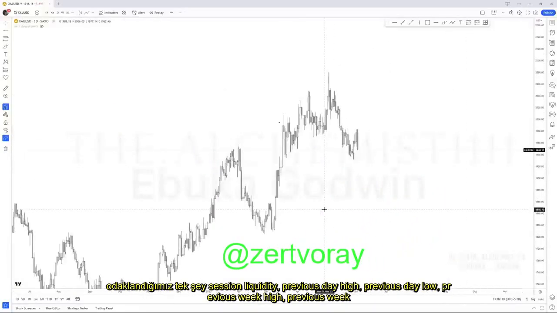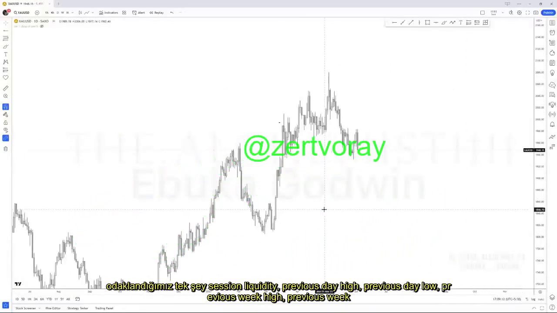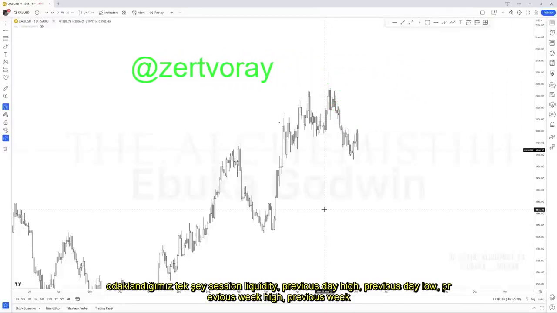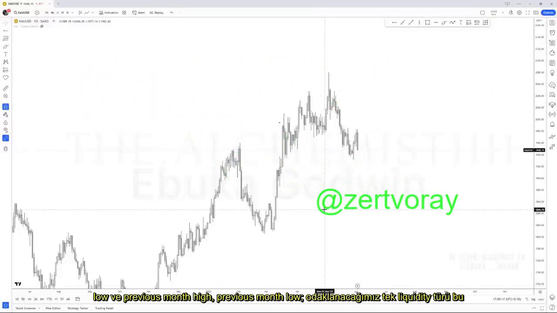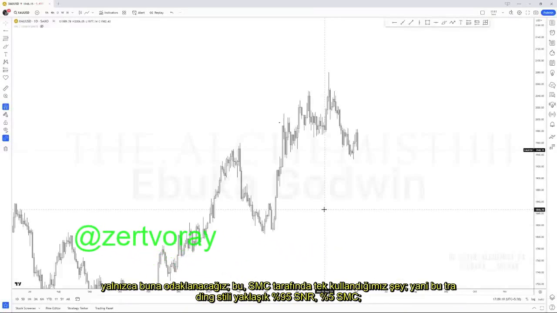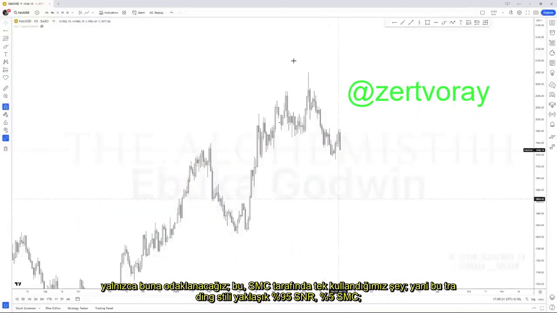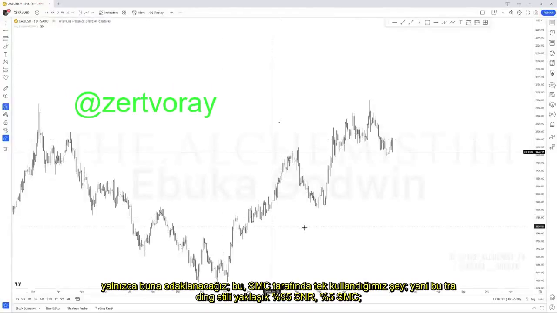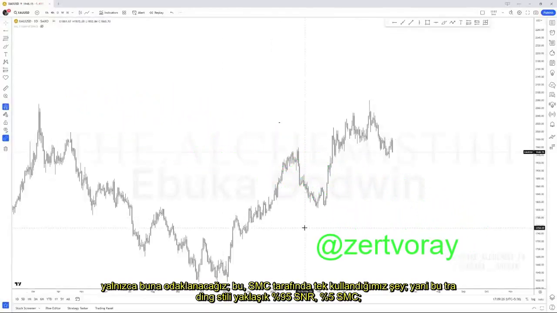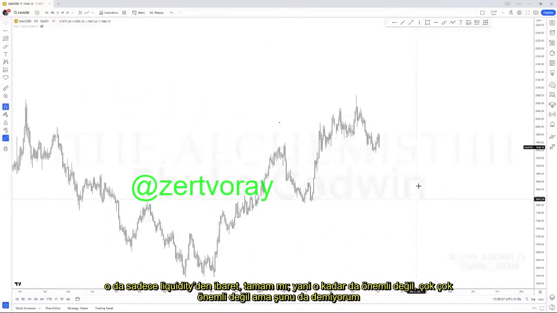All we focus on is session liquidity, previous day high, previous day low, previous week high, previous week low, and previous month high, previous month low. That is the only type of liquidity that we will focus on. That's the only type of SMC involved. So this trading style is around 95% SNR, 5% SMC. That is liquidity only.